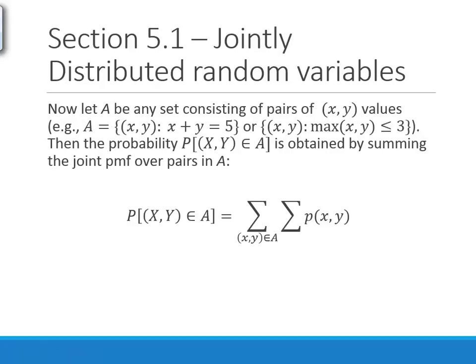Okay, so that's in general, but for a specific set A, that could be any set just consisting of different pairs of values for x and y, if I want to know the probability that my joint distribution for x and y is in that set A, then I can just sum over all values of x and y that are in that set A to figure out what that probability is. Again, very general notation at this point. I think it will make sense when we look at an example in just a minute.